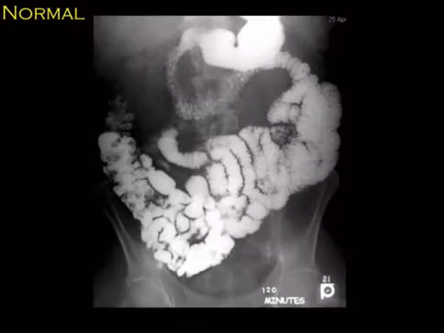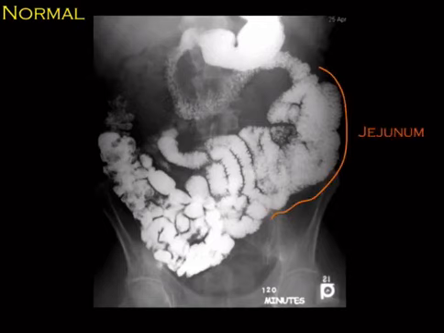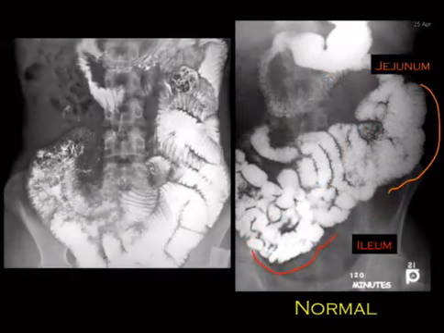This is a normal small bowel, and what I want you to pay attention to is the way that the small bowel changes. Here's the jejunum. Look how feathery that looks, as opposed to the ileum. See the difference there? It has to do with different absorption things for fluid as the stool moves through there. The jejunum has a very feathery look. So now let's compare these two.